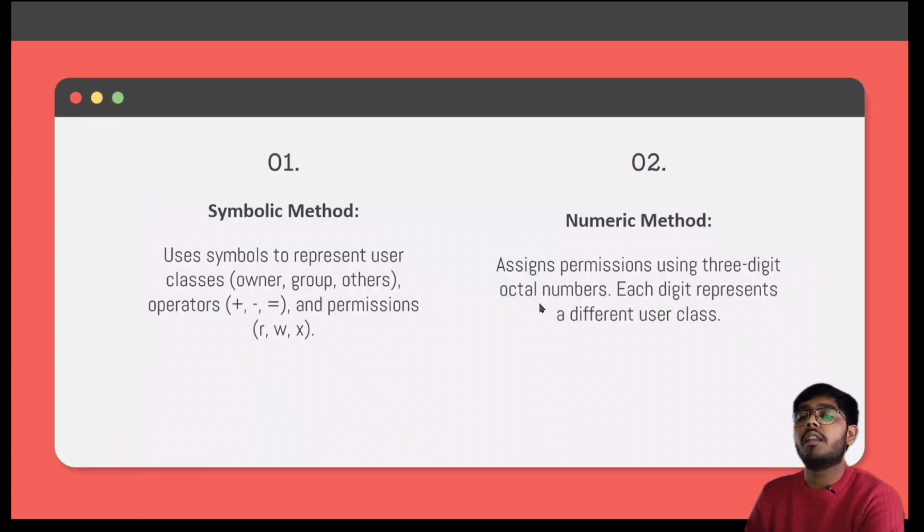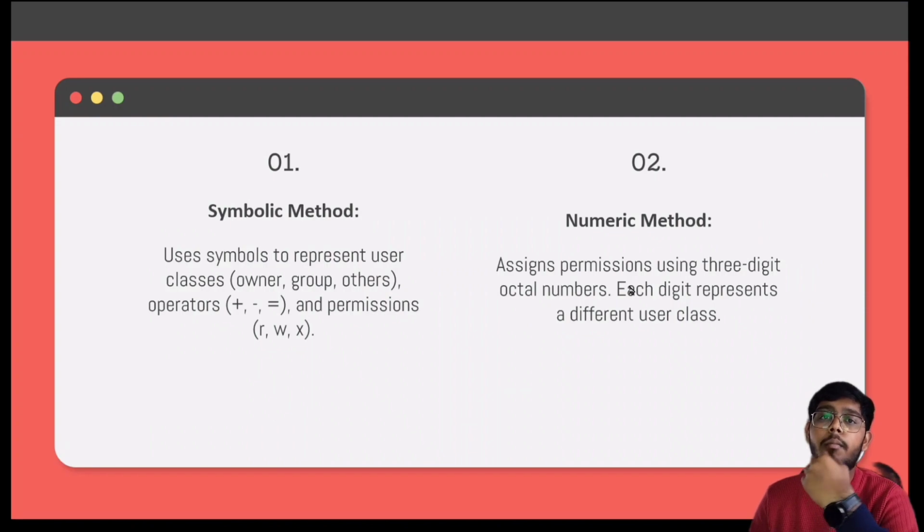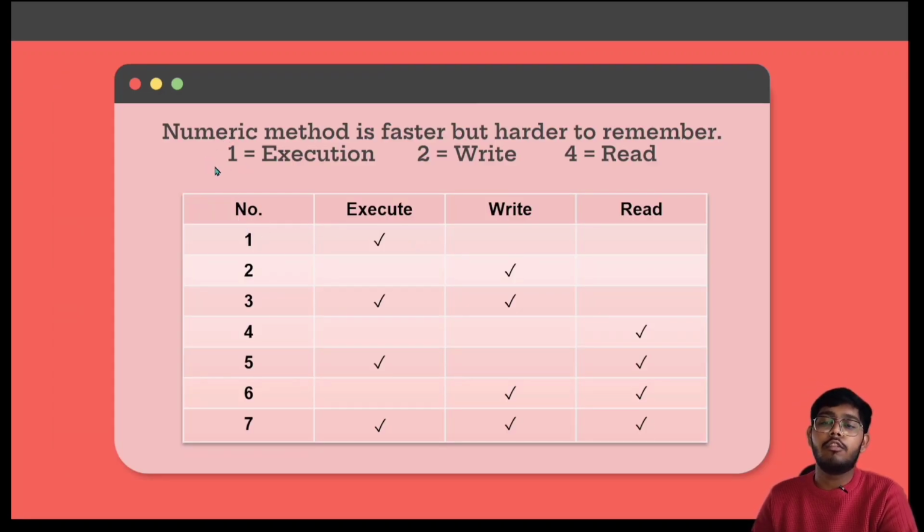Okay, the next is the numeric method. The numeric method is easy, but it is hard to remember all the values, and I have one table over here. For numeric, 1 is for execute, 2 is for write, and 4 is for read. So 1 is execute, 2 is write, and 3 is 1 plus 2, so execute plus write. The 4 is for read. The 5 is 4 plus 1, so read plus execute. The 6 is write plus read, and so on.